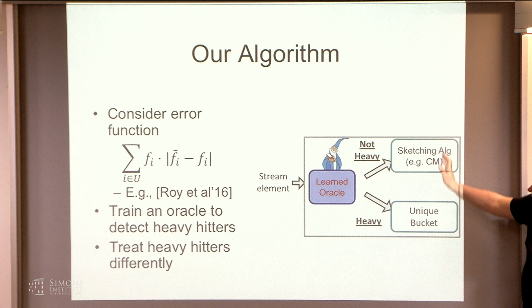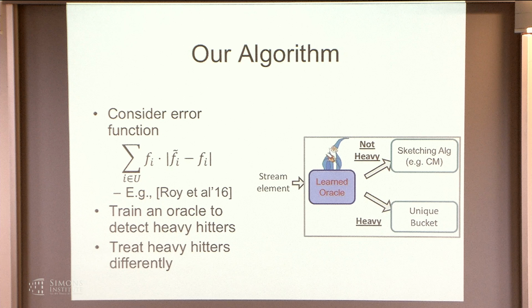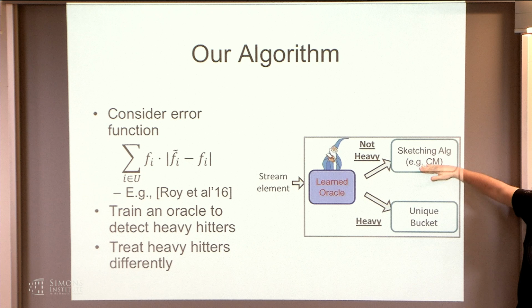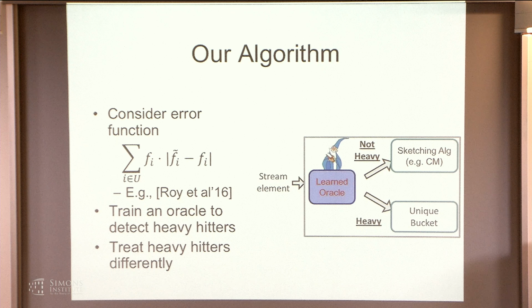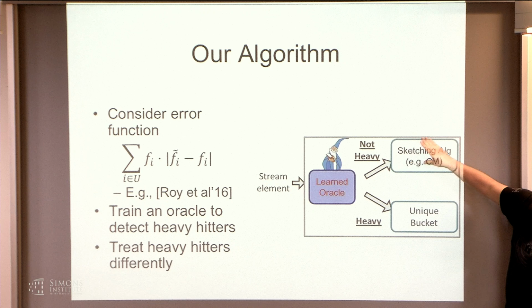We train this oracle on the prefix of data, and then every element either goes here or here, and that's it. The estimation is very natural. If the element is here, we get the exact answer. If the element is here, we get some error, and you can see that the error is controlled, because the error is never greater than the error of this algorithm here. So as long as we have at least some number of buckets here, our total error is under control.